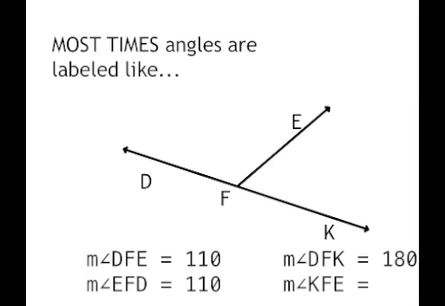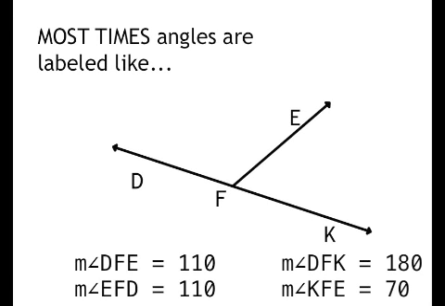So EFD is actually the same angle as DFE. It's just another way to name it. And you have to recognize this, that there's no magic order about which one has to come first. It's not alphabetical. It just has to be the angle in the middle is the vertex, and then the other two are just the ones on the sides. And then finally, that measure KFE is 70. If DFE is 110, KFE has to be 70.